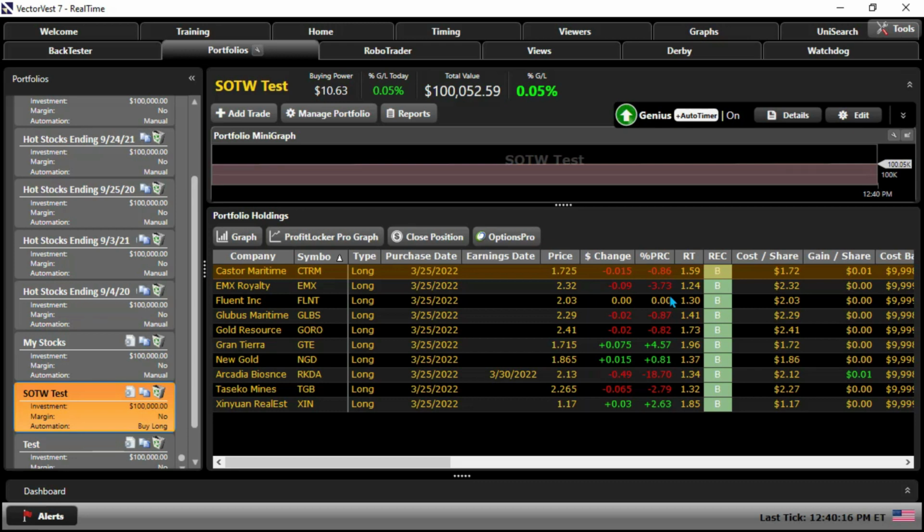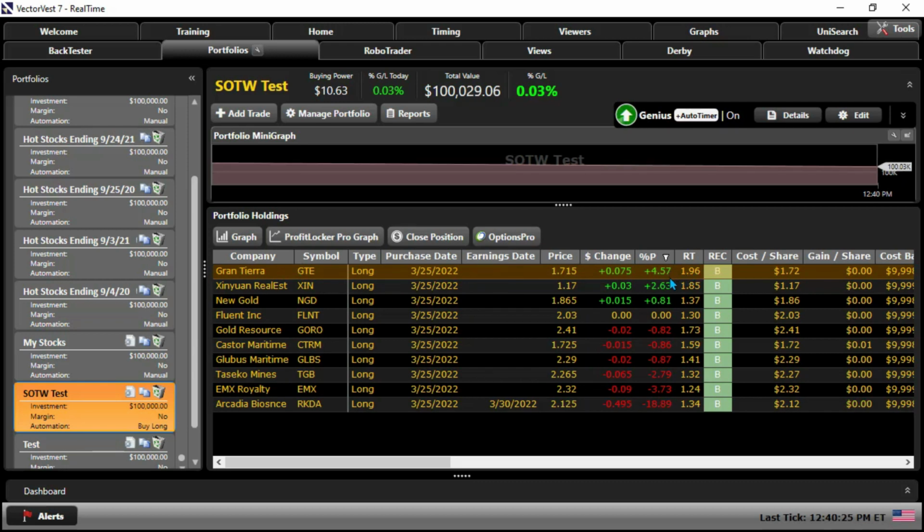Let's sort by percent price change, and let's jump on board only with the stocks that are moving. It doesn't mean that because I'm paper trading this, I've got to buy all 10 stocks. All 10 stocks are here, but if I want to just jump on the ones that are moving, I can take advantage of those and cherry pick.